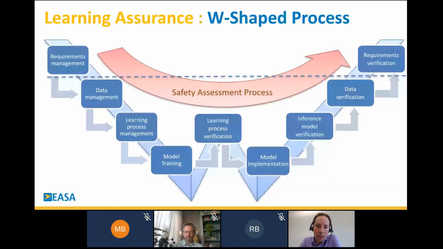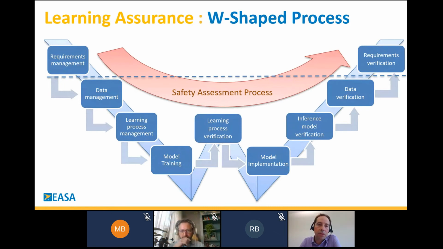So we have created a W-shaped process, which is to answer the question: how to ensure confidence in the functioning of a machine learning application. This builds on the traditional V-cycle process. We created a W-shape because of specificities, I would say, of learning processes.